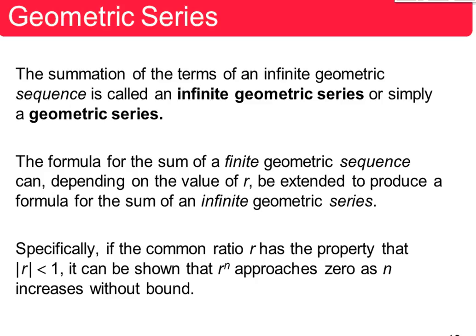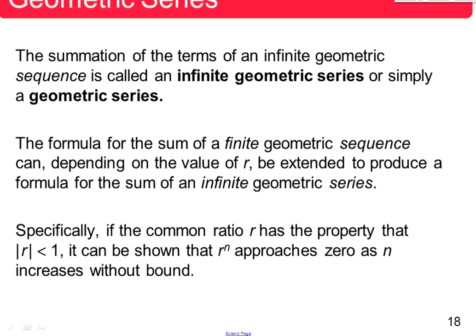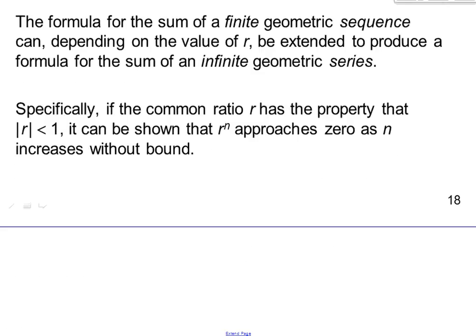So the formula for a finite geometric sequence can, depending on the value of r, be extended to produce a formula for an infinite geometric series. But what do you think has to be true about r? Well, if it's greater than +1, what's going to happen to those numbers? They're going to just balloon out forever, right? So if I started with 12 and I'm multiplying by 2, that's 24, 48, 96. You know, it's just getting bigger, bigger, bigger.